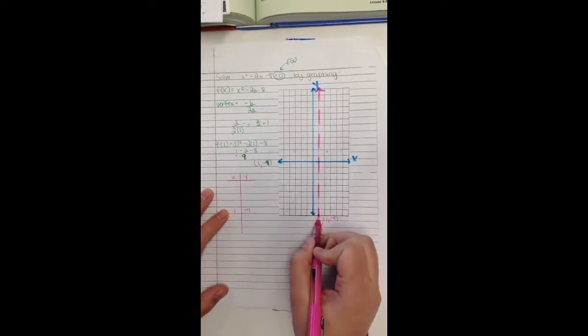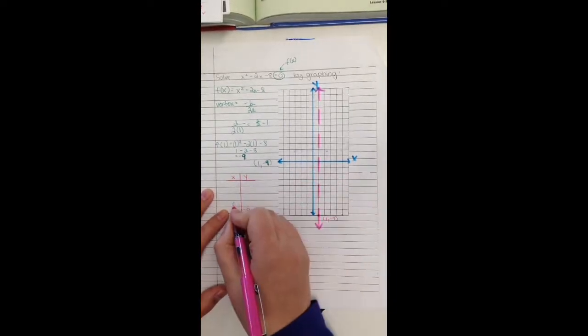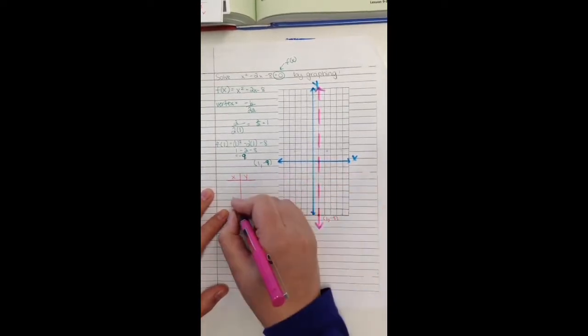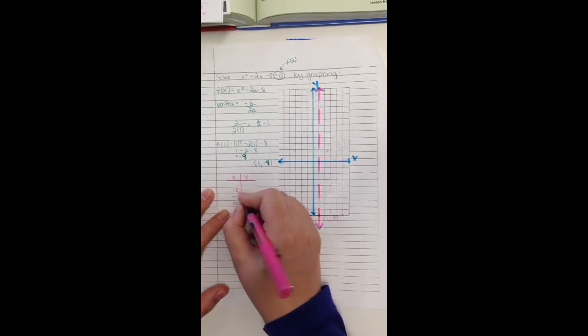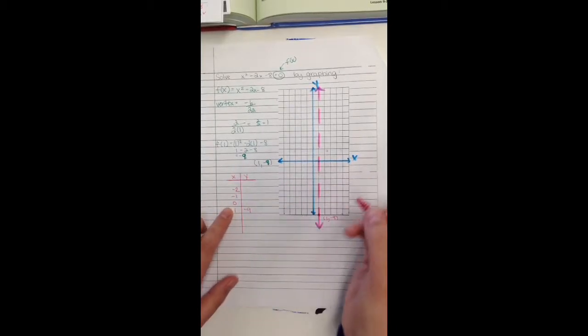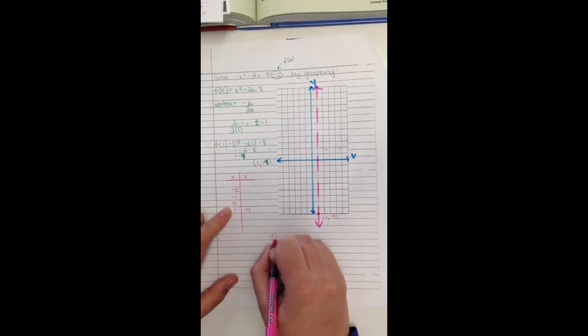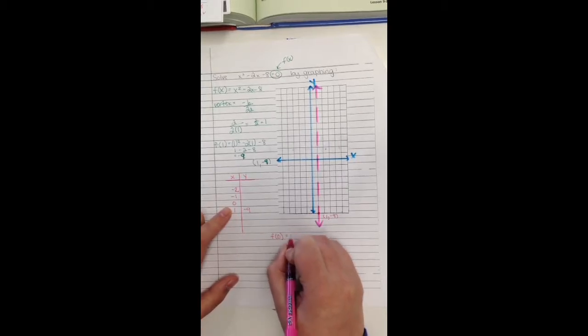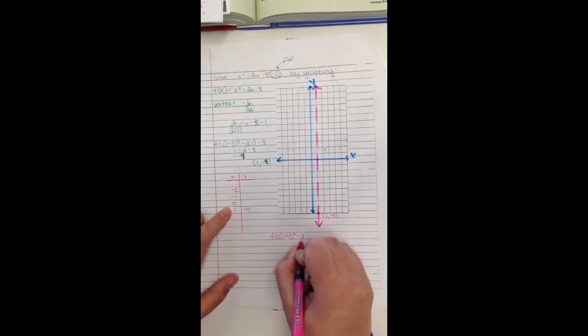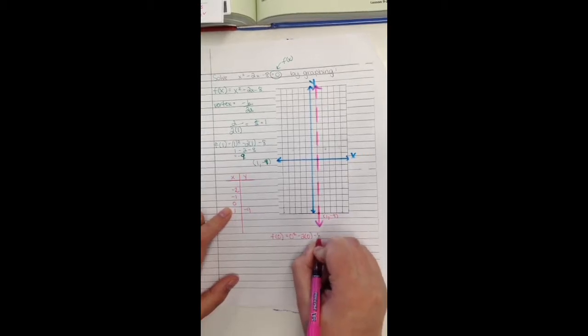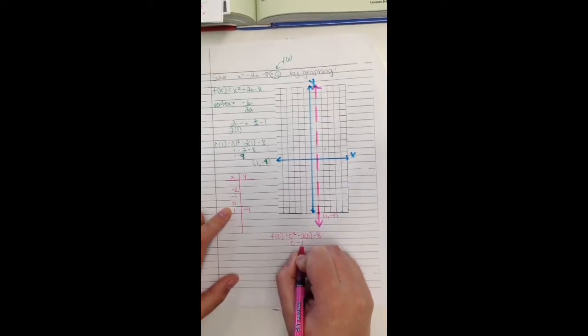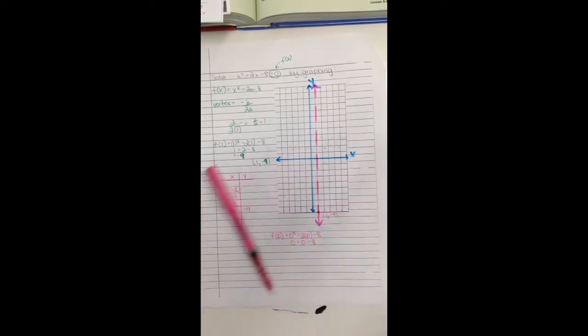So let's start by going to the left. My first one's going to be 0. Then I'm going to go -1, -2, and let's start there and see what happens, okay? So if I have f of 0, I get 0 squared minus 2 times 0 minus 8. So I get 0 minus 0 minus 8.